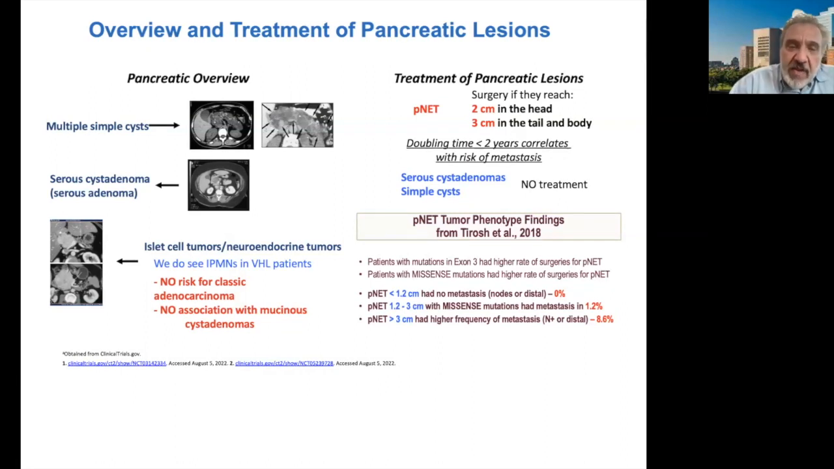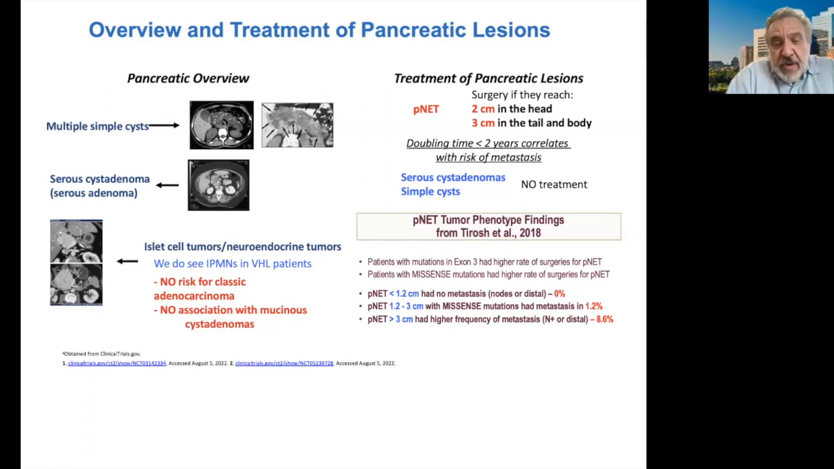People who don't have experience with VHL, a lot of times when they see something, they say, we'll biopsy it. We never biopsy any lesion in the pancreas. The radiologist can tell you if this is a cyst, a serous cystadenoma, or a neuroendocrine tumor. There is no reason to stick a needle in there, because if it's a VHL patient, you know what it is.